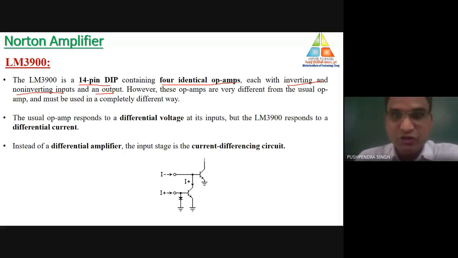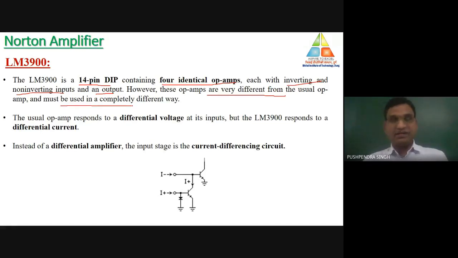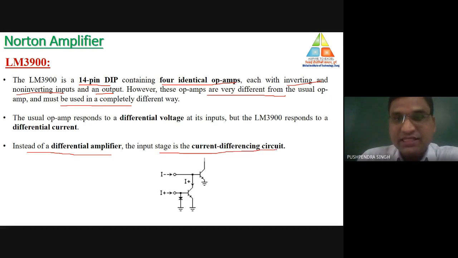These op-amps are very different from the usual op-amp and must be used in a completely different way. It is clear from the starting topic that it works on the principle of current differencing instead of voltage differencing. That means the operation of these operational amplifiers is completely different from whatever we have studied in the case of IC 741. So instead of a differential amplifier, the input stage is a current differencing circuit.